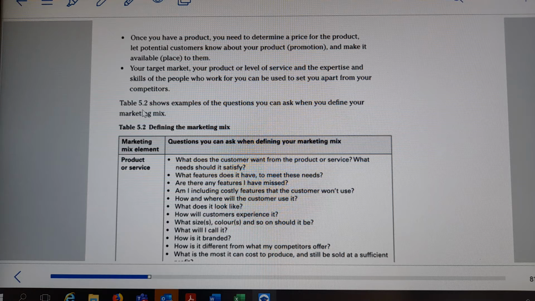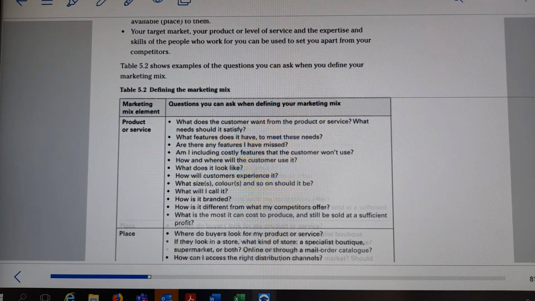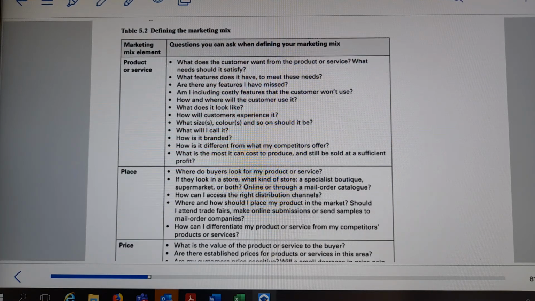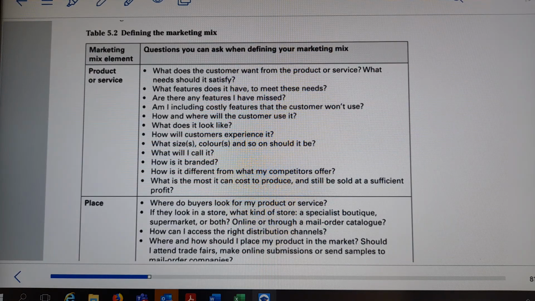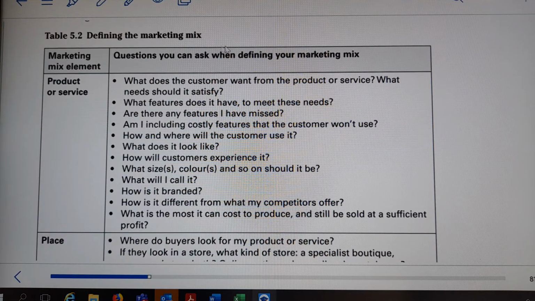Table 5.2 shows the example of the questions you can ask when you define your marketing mix. Let's look at table 5.2. Okay, that's table 5.2. And we start with a product or service. The questions you can ask yourself about the product or service under your marketing mix.